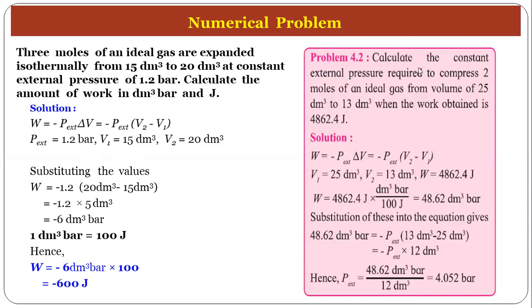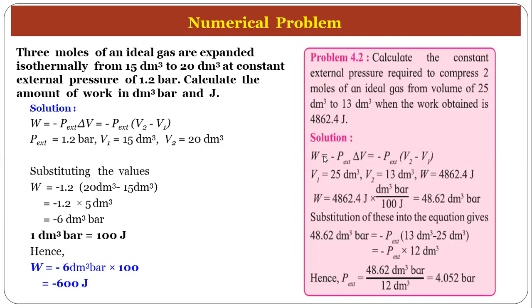This is a solved example. Calculate the constant external pressure, P external, that we have to calculate here. P external required to compress 2 moles of an ideal gas from volume 25 dm cube to 13 dm cube, when the work obtained is given. The value of W is given, V1 is given, V2 is given.